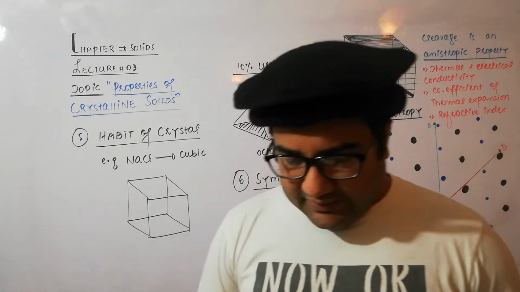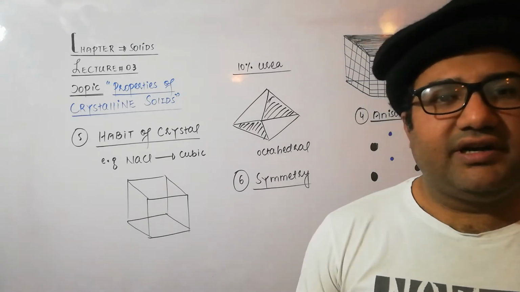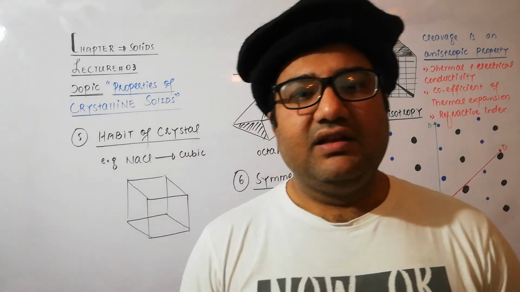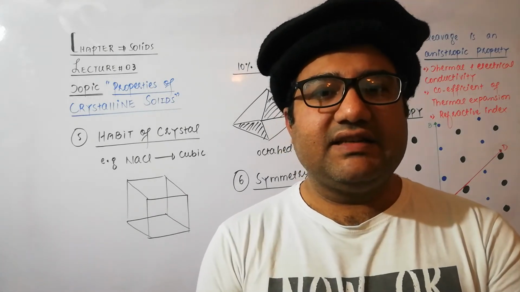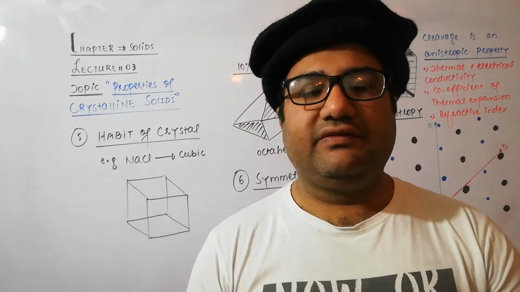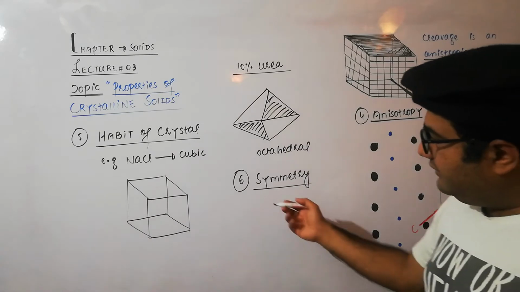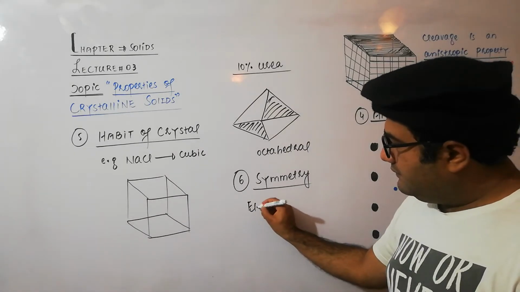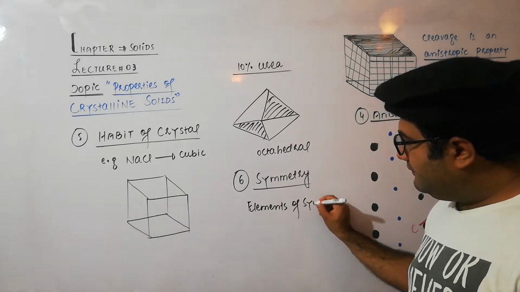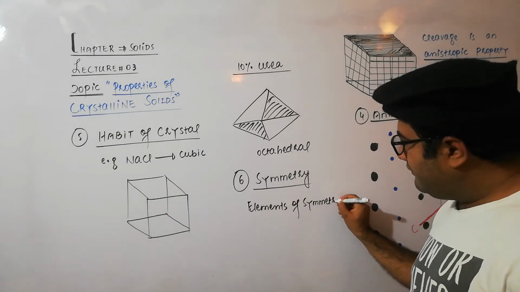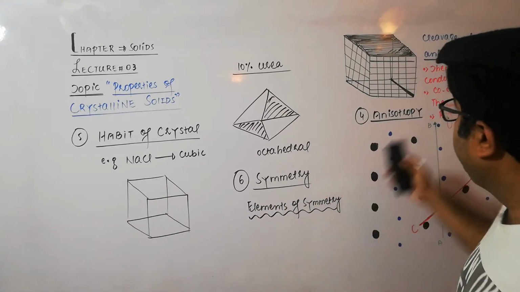Symmetry is actually the repetition of faces and angles when a crystal is rotated at 360 degrees. So if you have a crystal and you rotate it at 360 degrees, then the faces, angles, edges repeat themselves, and this repetition is called symmetry. Now there are certain elements of symmetry. And what are those elements of symmetry?